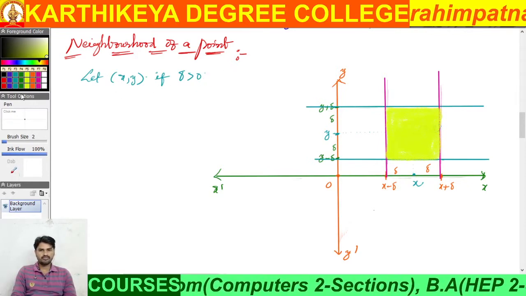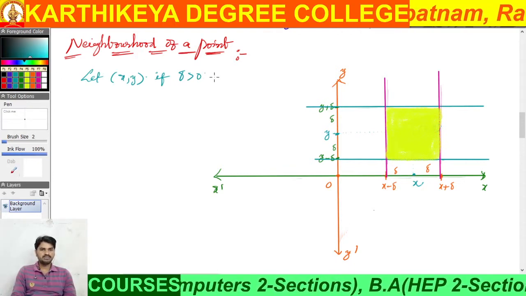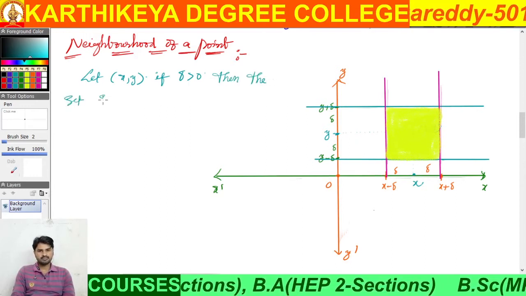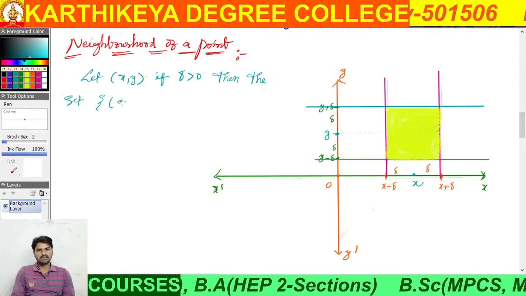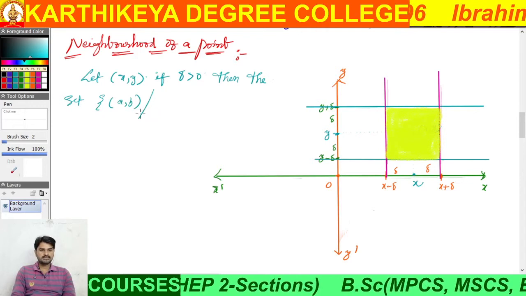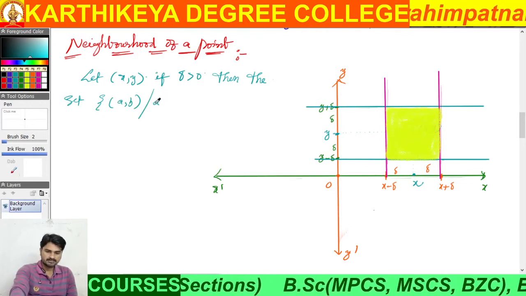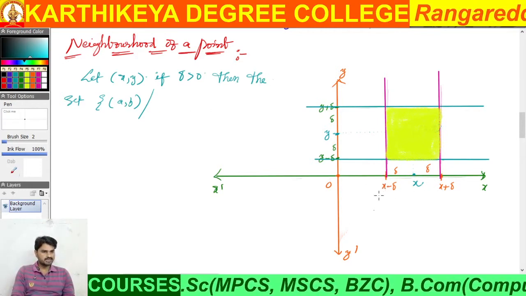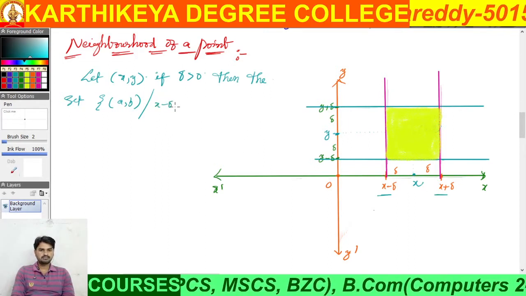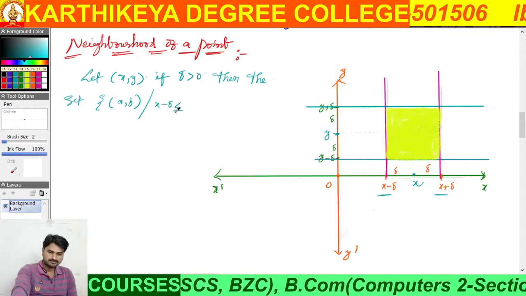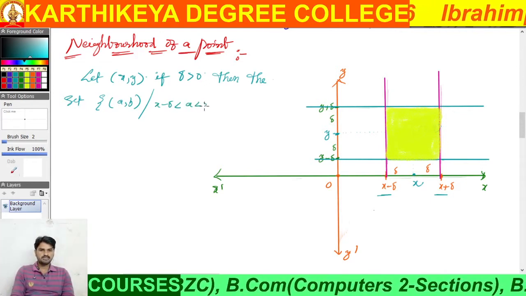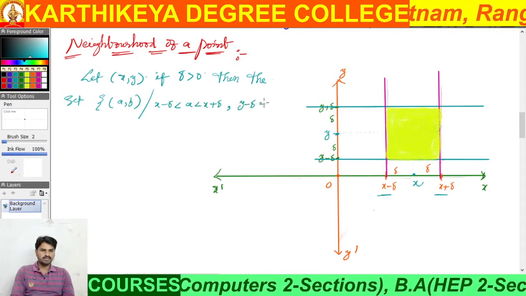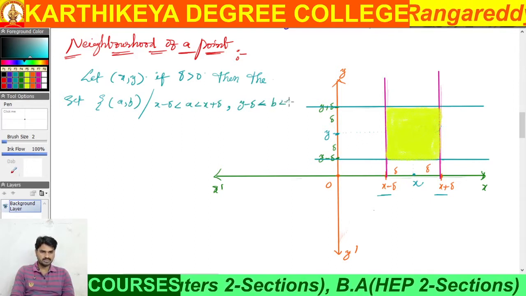Now we are going to write the definition. If delta greater than 0, then the set of all points a comma b such that a lies between x minus delta and x plus delta, that is x minus delta is less than a is less than x plus delta, and the y coordinate b lies between y minus delta and y plus delta, that is y minus delta is less than b is less than y plus delta.